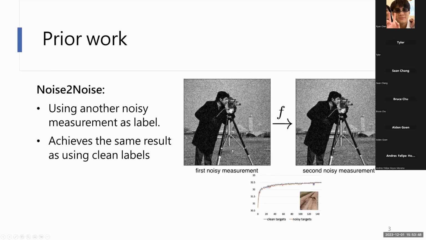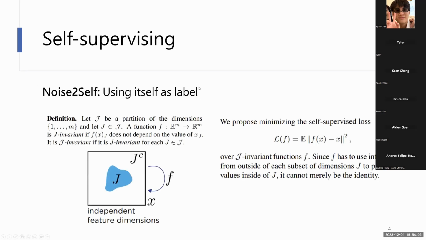A prior work to this is Noise2Noise, which used another noisy measurement as a label. It turns out that if you train a model on that, you'll get the same result as using clean labels. So self-supervising is all about using the noisy input itself as a label. If we look at the loss function here and try to minimize it, we'll only learn the identity. So we have to cripple the function f in some way in order to prevent this from happening.